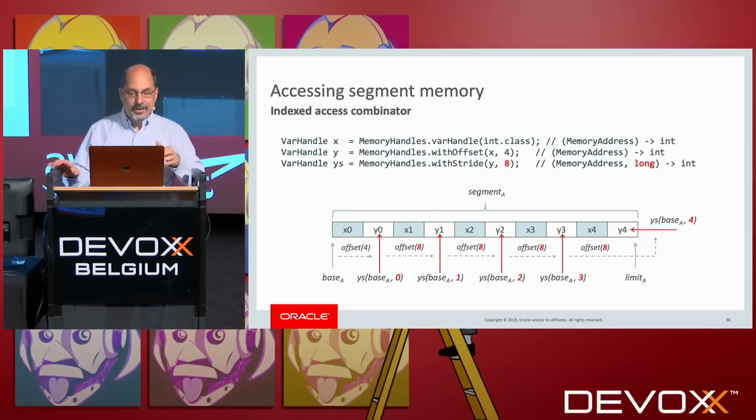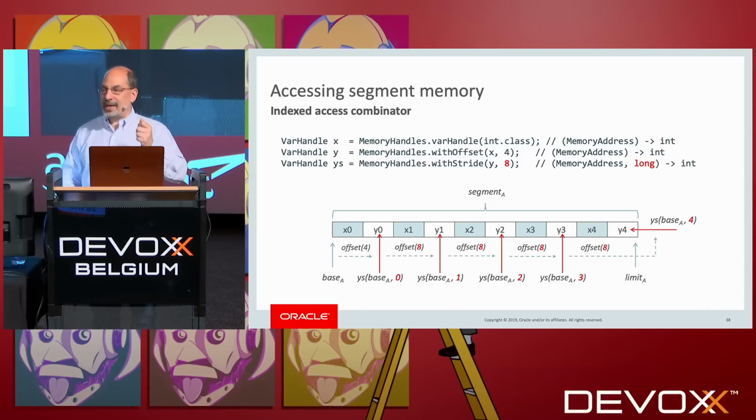And so I've taken the Y var handle, and I said, give me a new var handle using the with stride method, which says, I'm going to pass you a memory address and an index, take the index, multiply it by 8, and read or write the data at that offset. And so now here's something where I pass it the base of the segment, I pass it an index, and I can read any of those y values out, y0, y1, y2, etc., just by passing the appropriate index 0, 1, 2.